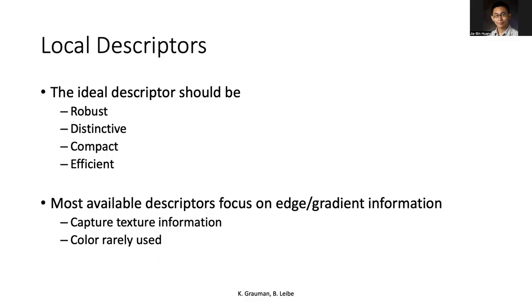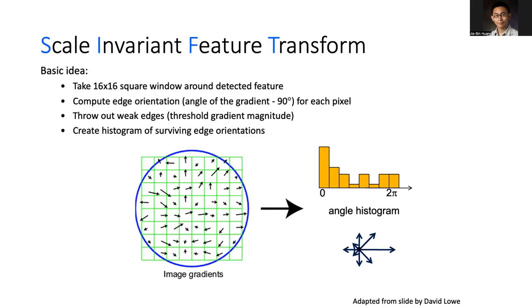If I take a picture, and I change the lighting in this room, your image will become completely different. So you cannot really take the grayscale patches. What's more robust is the gradient information, specifically, the orientation of the gradient.